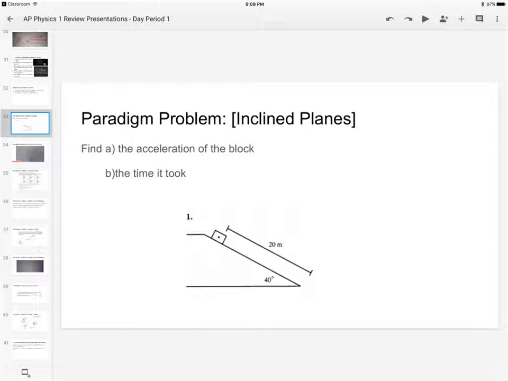All right, so there's this problem that we were discussing today in class where you have an object on a ramp and you're trying to find the acceleration of the block and the time it took to get to the bottom. Looks like it went 20 meters. So let's see, start it out.